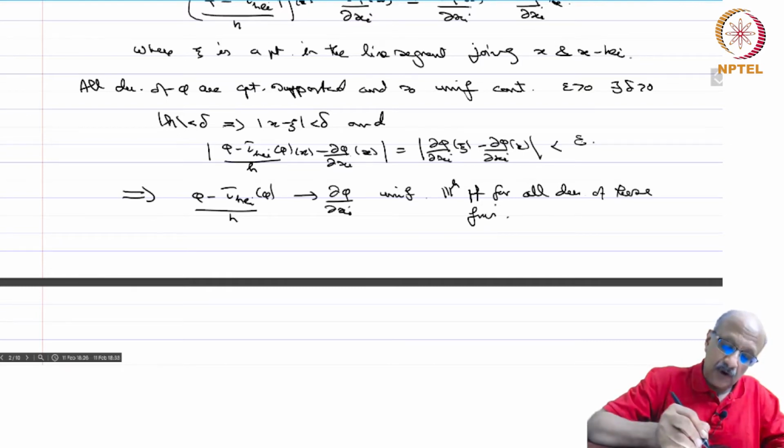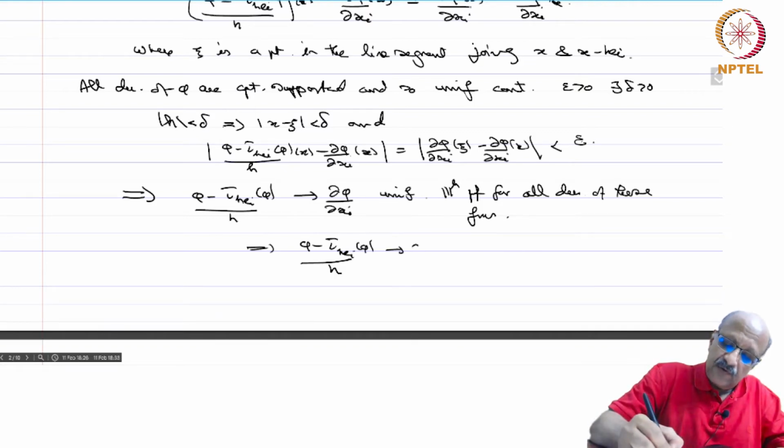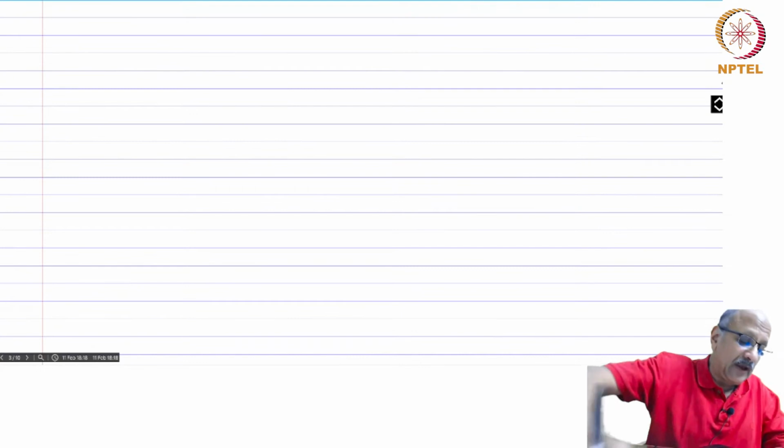And therefore, they all have the same support in a fixed compact set, and therefore this implies that (phi minus tau h ei of phi) by h goes to d phi by dxi in D of R n. So this completes the proof of this lemma. Okay, so now we have the following theorem.